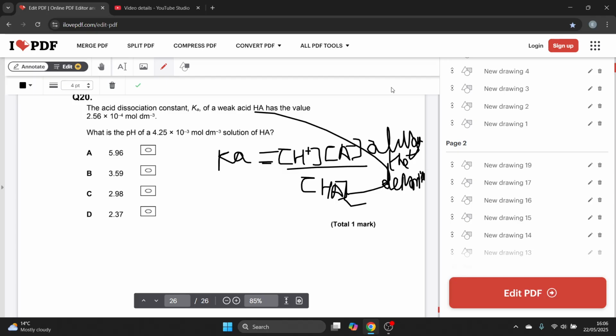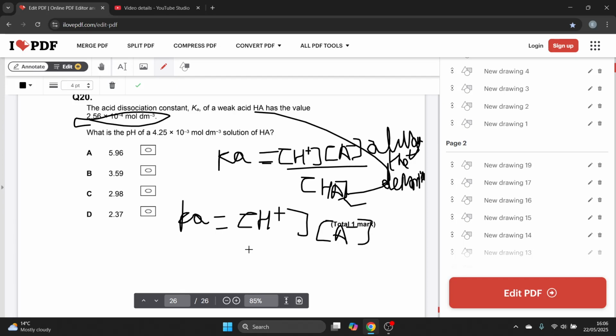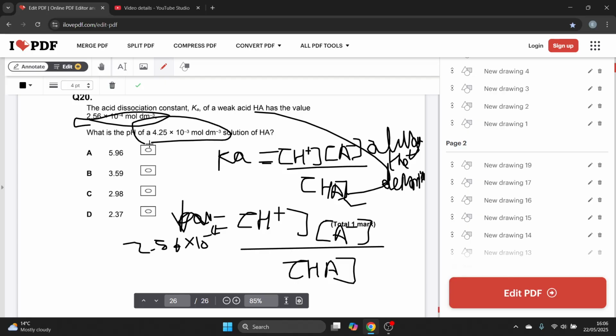Okay, so I've got this, which is your average Ka expression, and it says this has the value of this. So let me write that down. Ka equals concentration H plus A minus over HA. No, sorry. The Ka has the value of a weak acid, HA has the value this. So that is the Ka value. It's 2.56 times 10 to the power minus 4. And I want to find the pH of this much of HA. So when I substitute that into there, what do I get as pH?